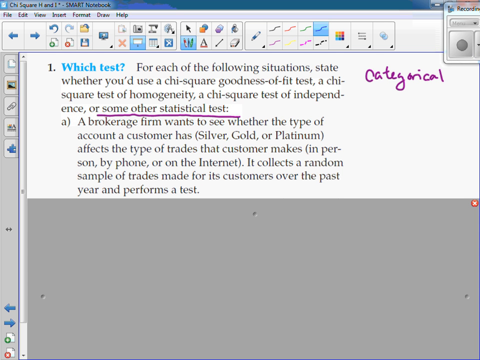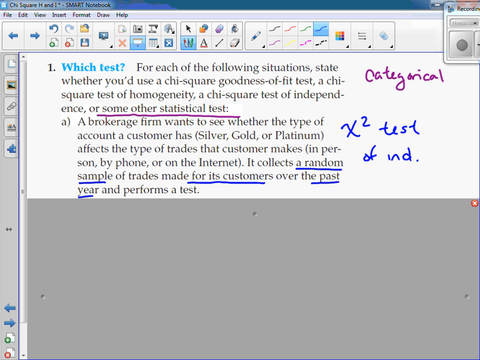We need to know how many populations this sample is coming from, and it says a random sample of its customers over the past year. So that is one population. I don't have two different samples pulled from two different times. I just have one sample. Because it's one sample, I'd be doing a chi-square test of independence.